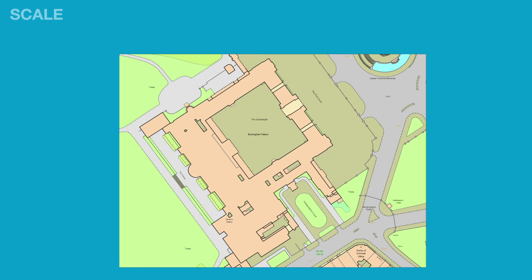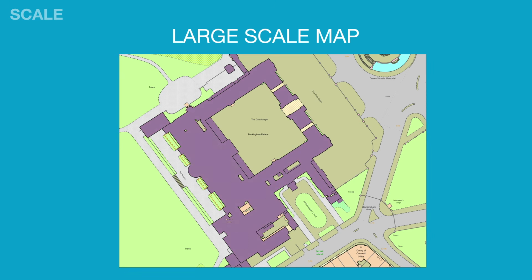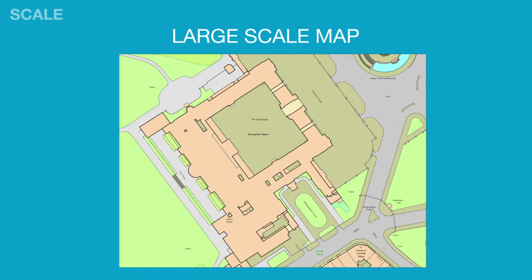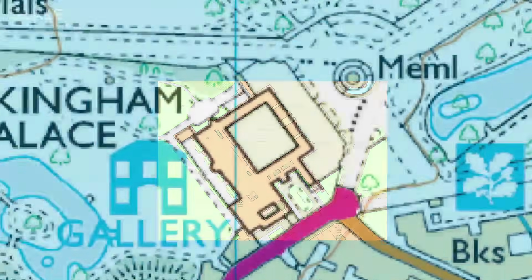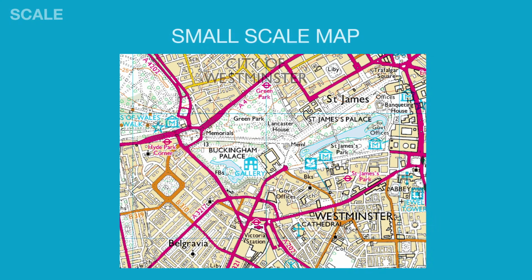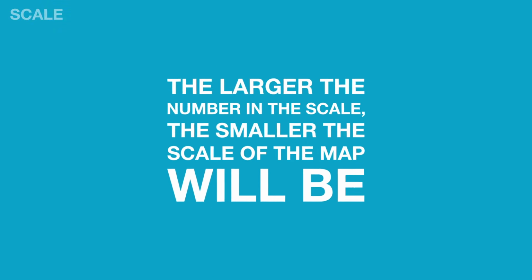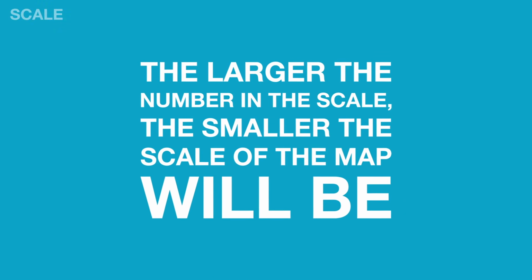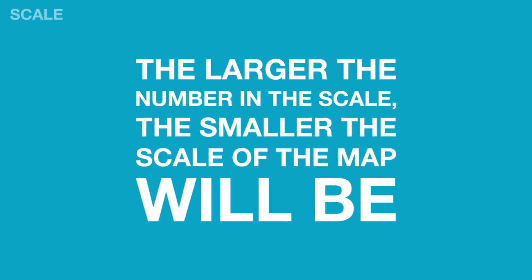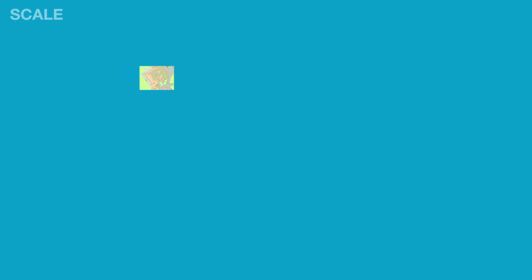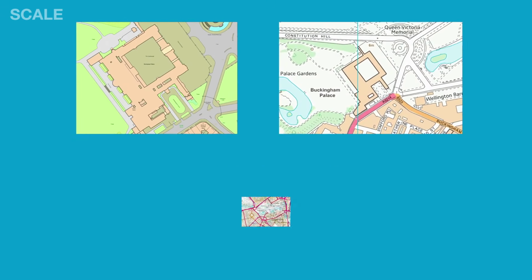Map scales are typically described as large scale or small scale. A large scale map will show individual buildings in detail, and they will cover a small area of land. A small scale map covers a much larger area, but it doesn't show the same amount of detail as you'd find on a large scale map. It might help you to remember that the larger the number in the scale, the smaller the scale of the map will be.